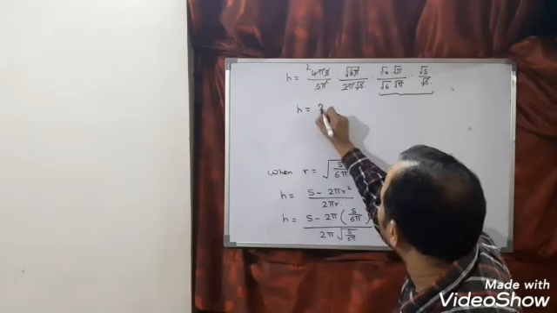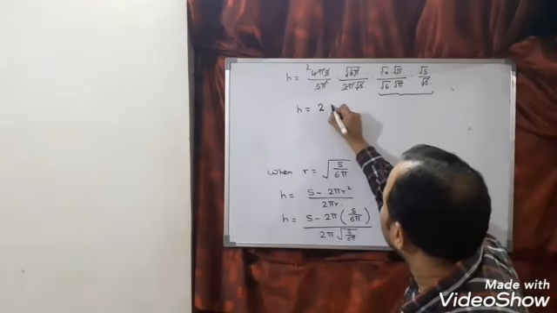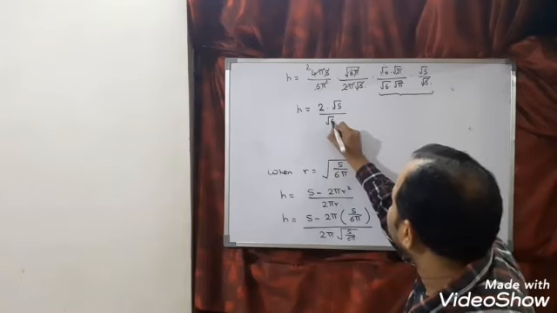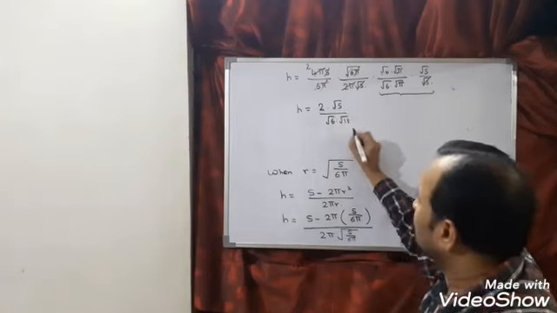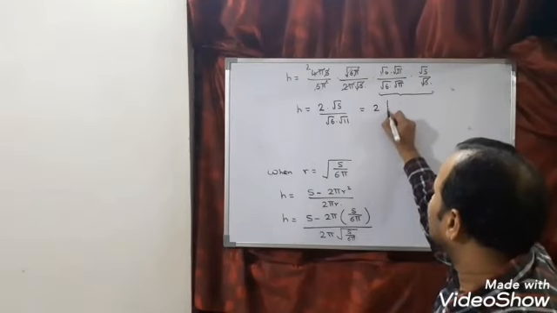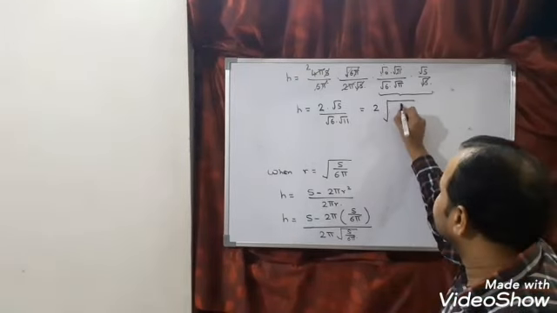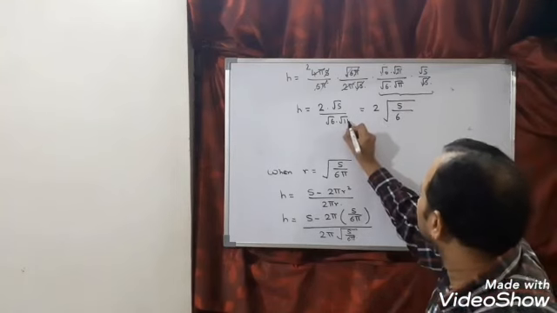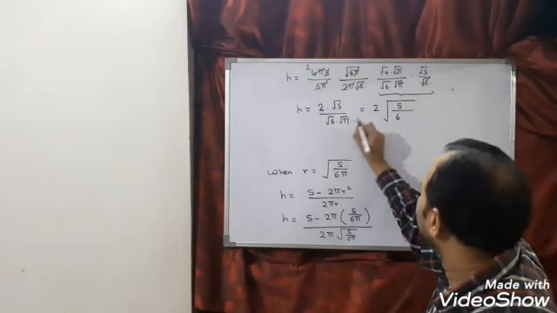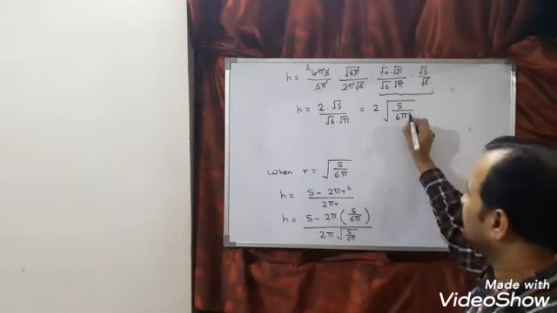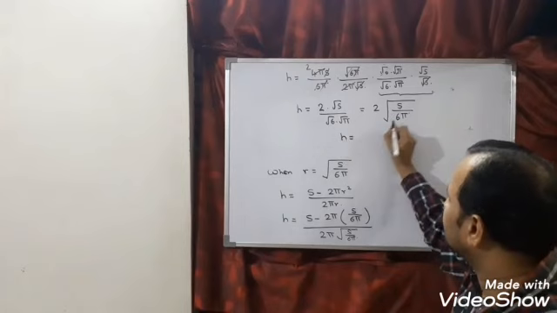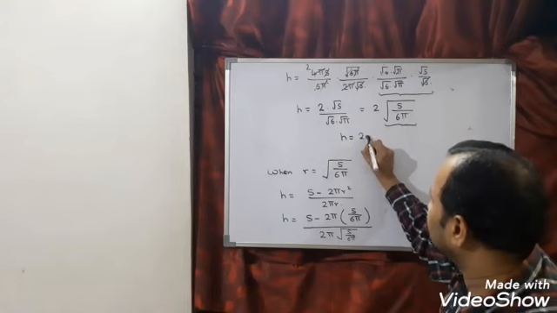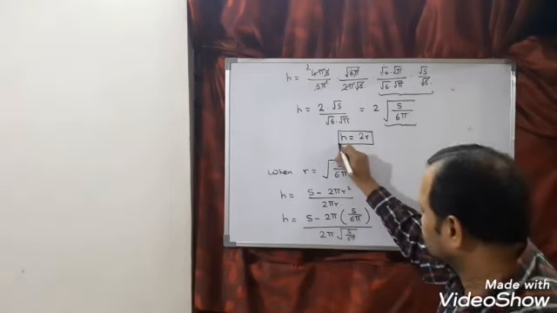H is equal to 2 times root s divided by root 6 into root pi, or this I can write as 2 times the square root of s divided by 6 pi. This is nothing but R. So height is equal to 2 times the radius.